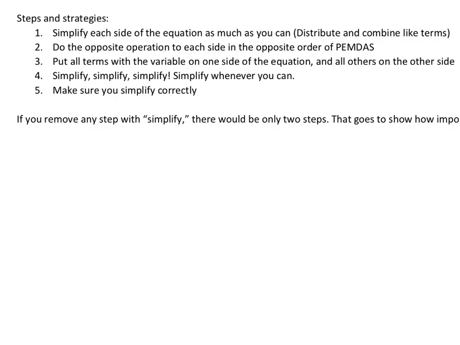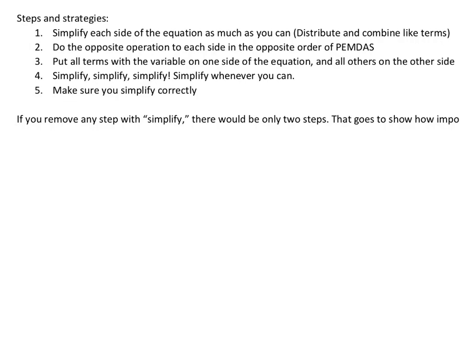Step 2 is to do the opposite operation to each side, in the opposite order of operations. So please excuse my giant cell. Your parentheses, exponents, multiply, divide, add, and subtract. You need to go opposites. So you need to do subtract, add, divide, multiply, exponents, and parentheses in a backwards fashion. Okay, you need to put all the terms with the variable on one side of the equation and all the numbers on the other side. And you need to simplify, simplify, simplify, simplify whenever you can.